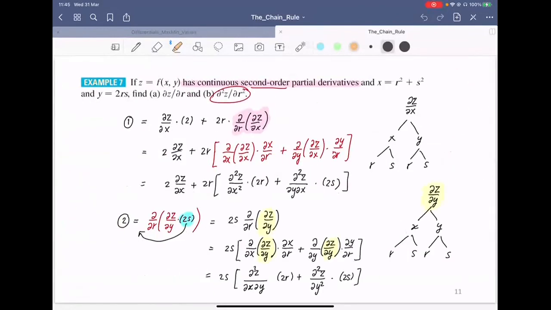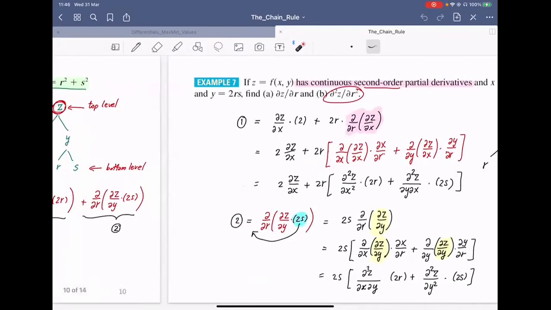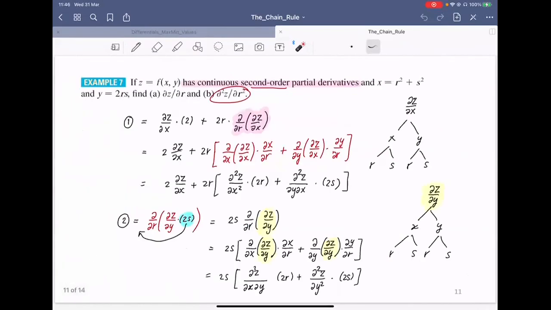Which part do you have a question on? The second part. Okay, start from this line, right? Which one, I mean, I don't understand. The partial C over partial Y, the part where you did the tree diagram.